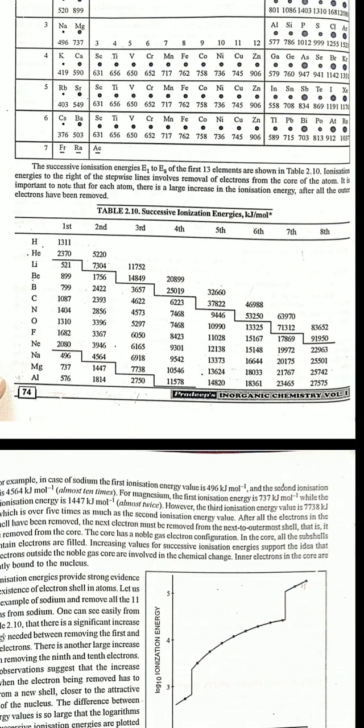The successive ionization energies, up to E8, of the first 13 elements. Ionization energy to the right of the stepwise line involves removal of electrons from the core of an atom. It is important to know that for each atom there is a large increase in ionization energy after all the outer electrons have been removed.